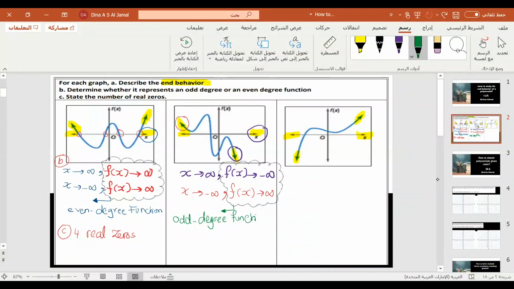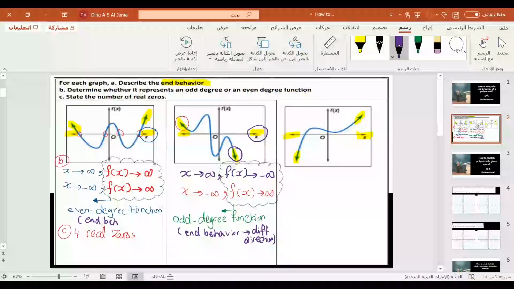function. And let me write the reason for you between brackets. This is end behavior, different direction. And this is end behavior, same direction.